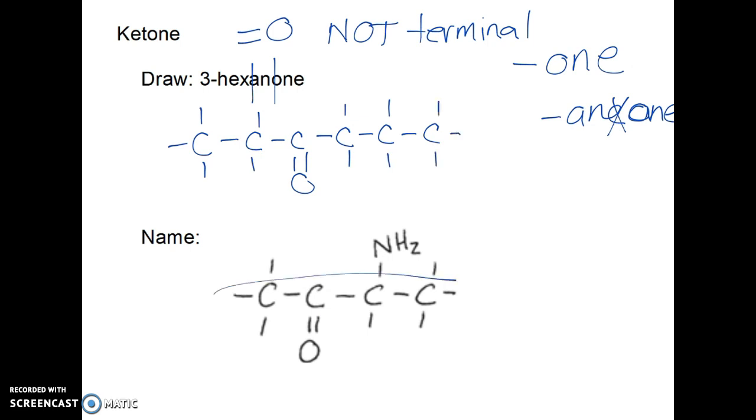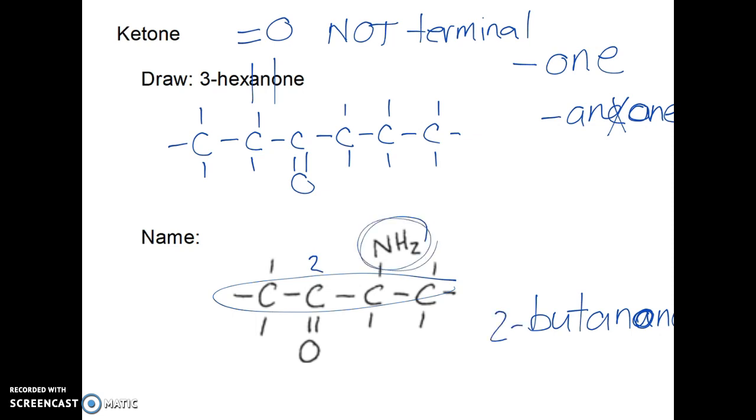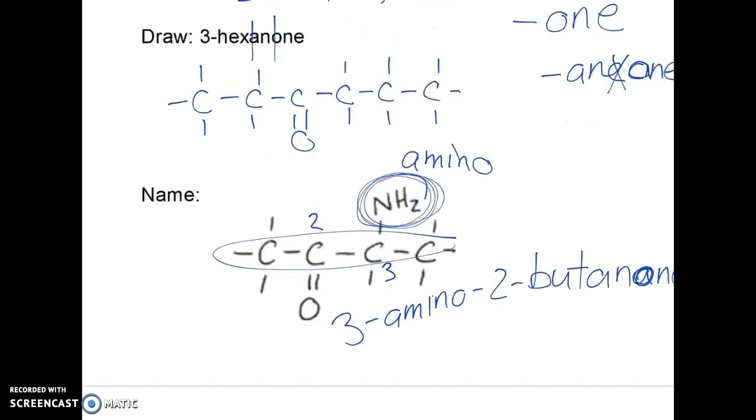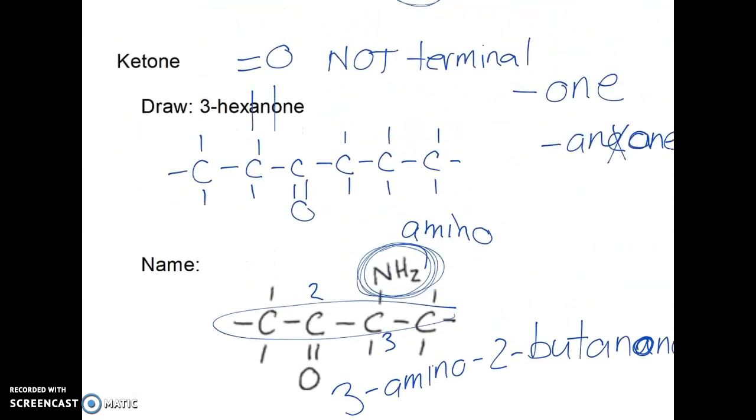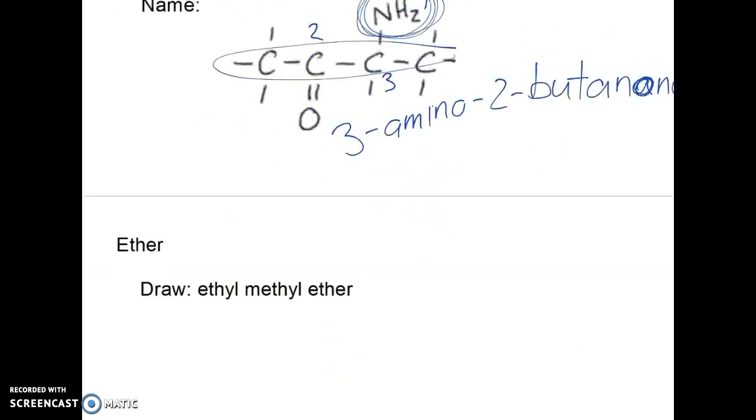Naming this one here, I see my parent chain is 4. So but-, and like ane for single bonds, butanone, and it is on carbon number 2. So I've got 2-butanone, and then I look at this group. This is not one we spent a lot of time on yesterday, but this is an amino group, and it is on carbon number 3 in this case. So I'd say 3-amino-2-butanone. Okay. Last 2 are a little bit funky. Make sure that you catch this, that ketone is a double bond, it's not terminal, and we end it in -one.